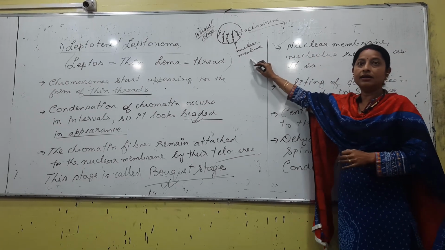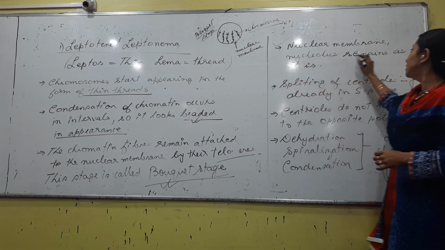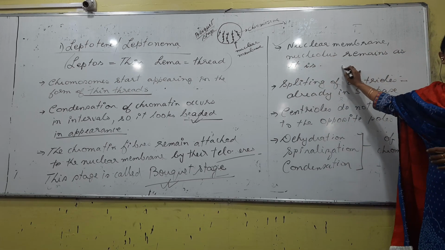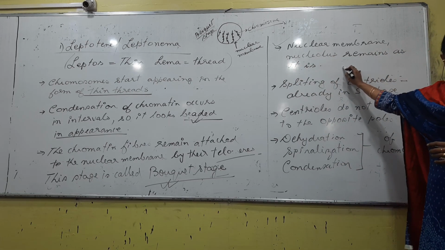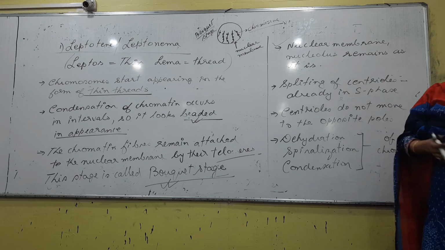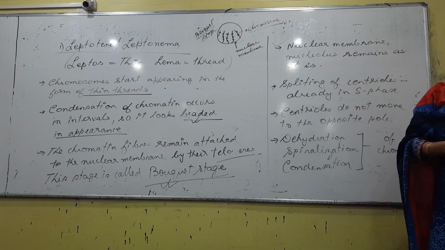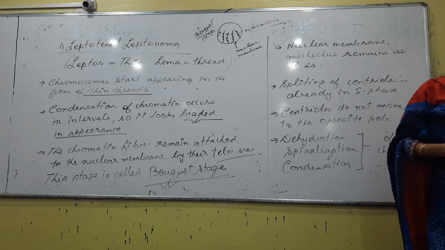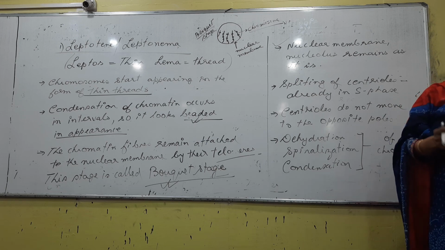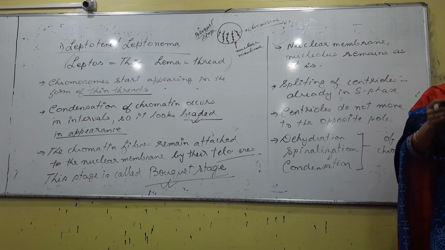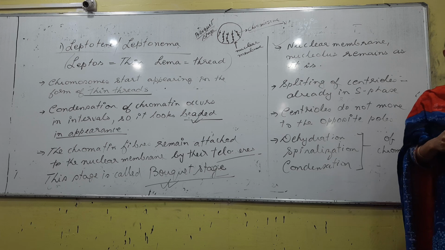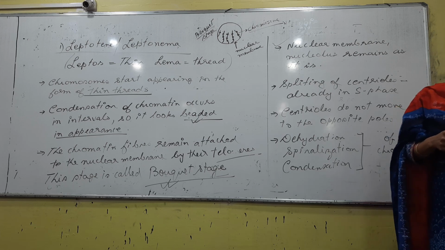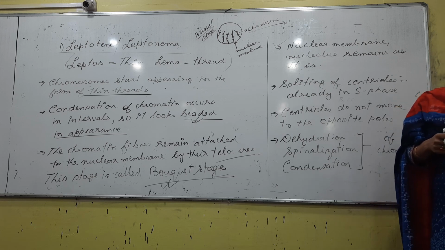What is the doubt? Yes, tell me. Nuclear membrane will disappear only at the end phase of prophase. Leptotene is the first phase of prophase. So right at the start the nuclear membrane does not disappear. It is only gradually during the process that the nuclear membrane will disappear.